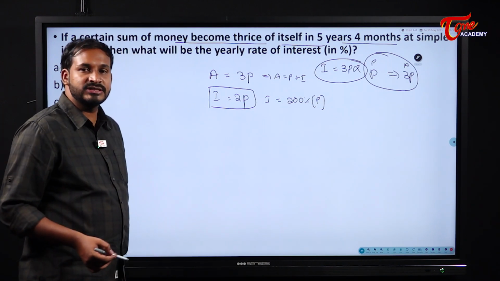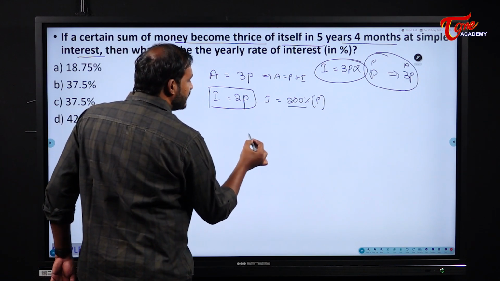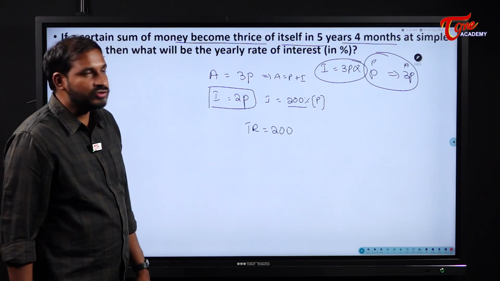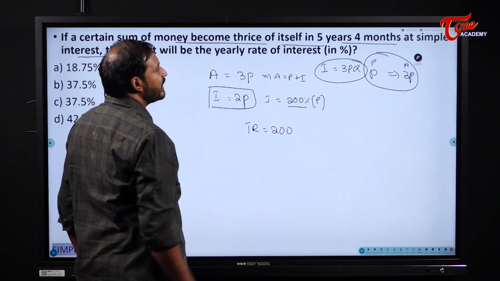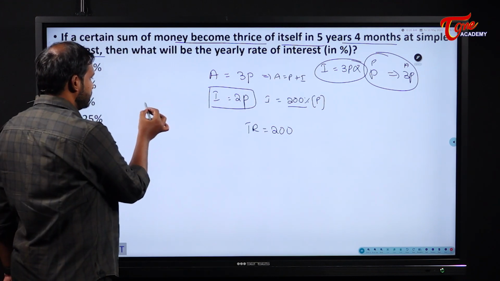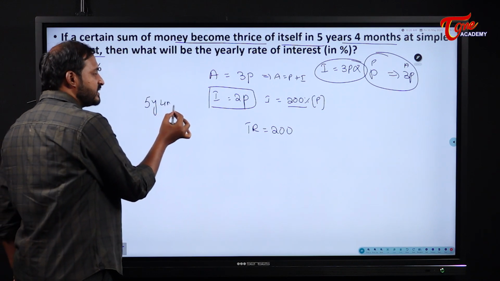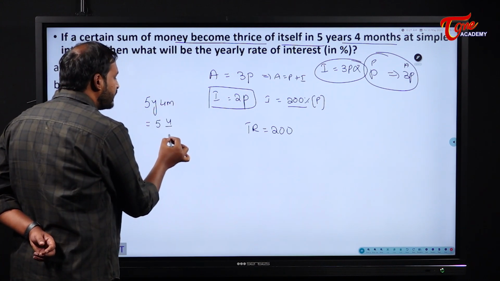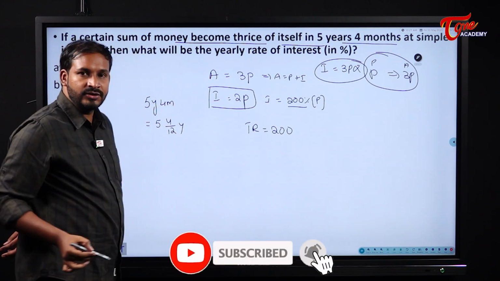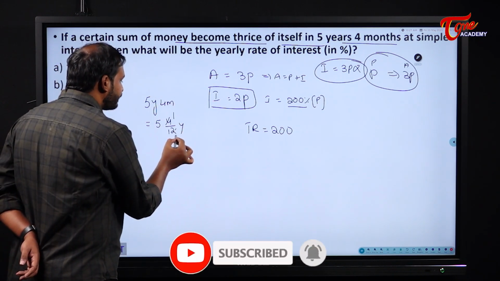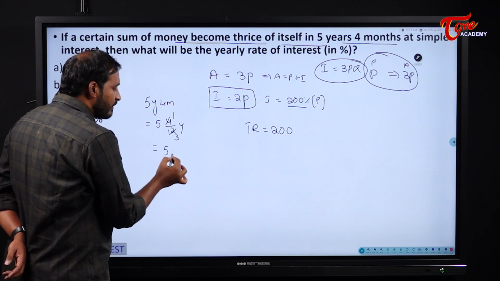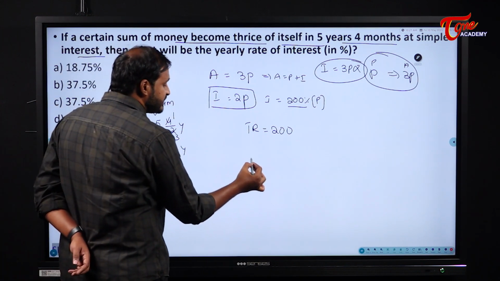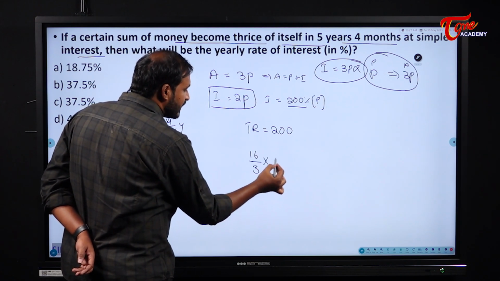Okay, interest earned is here how much? 200%. That means TR is equal to what in this case? 200. TR is equal to what it is? 200. And already they given us time period. What it is? 5 years 4 months. Students, please convert this into years completely. 5 years 4 months means 5, 4 by 12 years. Months I am converting it into years. So what it becomes? 5 1 by 3 years, which in turn becomes what for me? 16 by 3 years. That means 16 by 3 into R is equal to what?